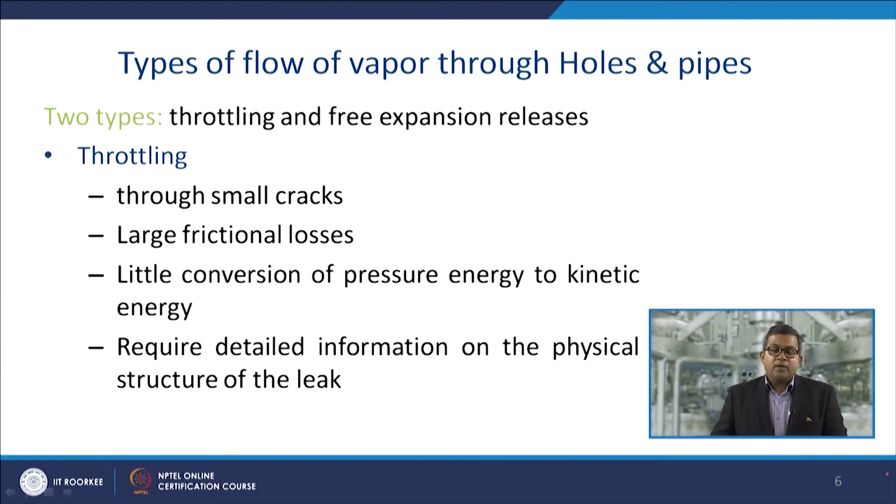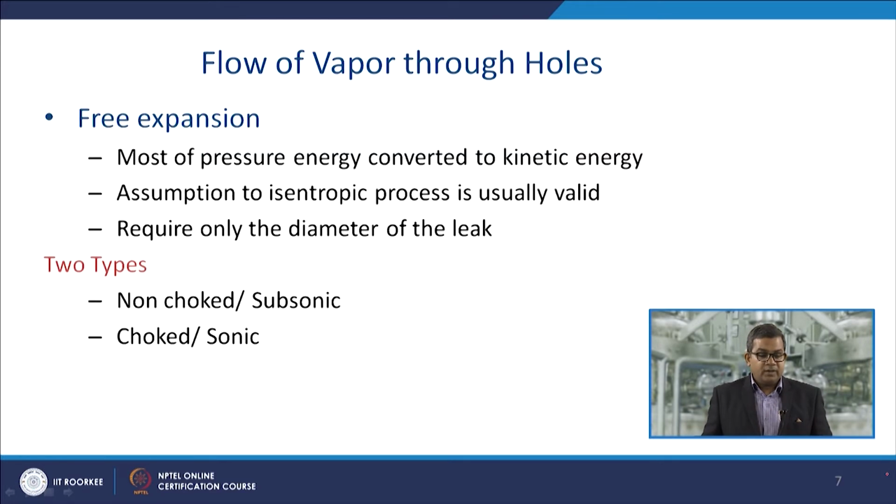Now let us have a look at the types of flow of vapor through holes and pipe. There are two types: one is throttling, another one is the free expansion release. Throttling, we all know, happens maybe through small cracks, where there are large frictional losses and little conversion of pressure energy to kinetic energy. They require detailed information on the physical structure of the leak. So you must have all this information with you while you are considering the throttling behavior.